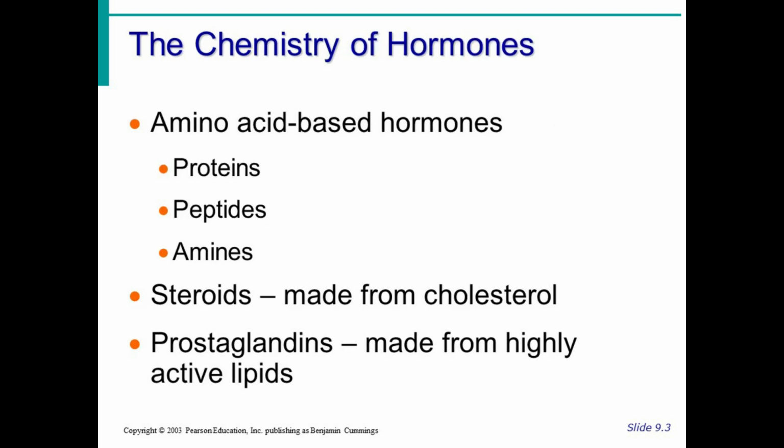We have different types of hormones in our body that depend on their structure. The first one is the amino acid-based hormones, which are divided into three: proteins, peptides, and amines. Amino acid-based hormones can be dissolved in our plasma and body fluids, while our steroid-based hormones cannot be dissolved in our plasma and body fluids. They are made up of cholesterol. Another example is the prostaglandin, which is made from highly active lipids. One example of the steroid hormones are the so-called sex hormones. Sex hormones cannot be dissolved easily in plasma and other body fluids.